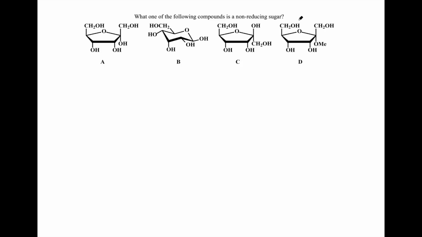So for this example, we're looking for a non-reducing sugar. A non-reducing sugar has either an acetal form or a ketal form at its anomeric carbon. Okay? So what is an acetal and what is a ketal? If you don't remember, this is a great way to explain it.